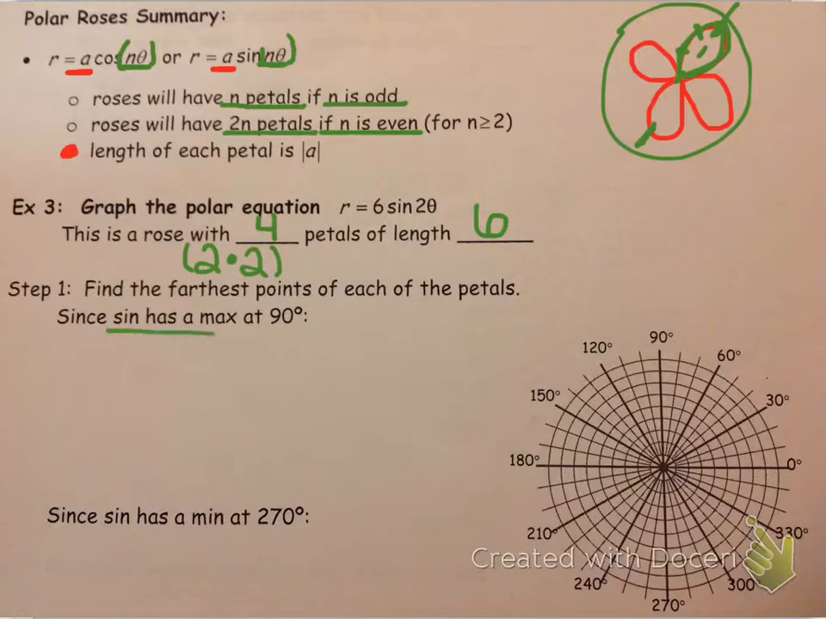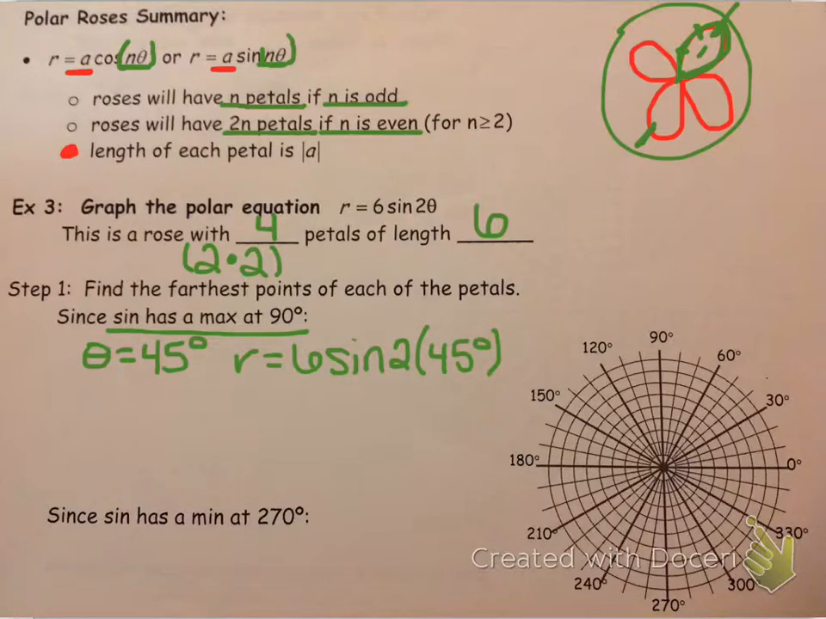So sine has a maximum at 90 degrees. The trick is that doesn't mean that we're going to plug 90 degrees in. What we're actually going to do is plug 45 degrees in, because our equation has a 2 in front of the theta. So what that means is that when I plug 45 degrees into my equation, I end up evaluating sine of 90 degrees, which is what I was aiming for, because sine of 90 degrees is the largest possible sine value of 1. And so we get a final answer of 6.